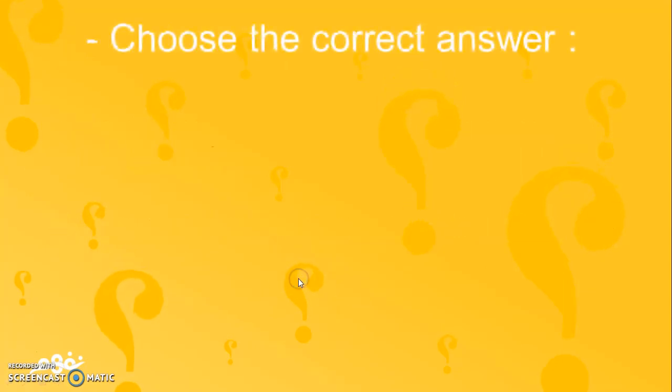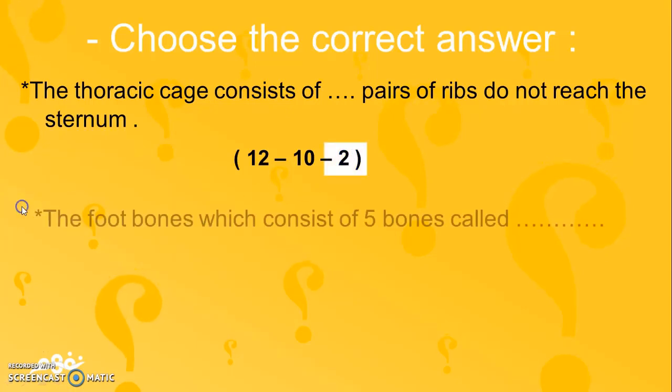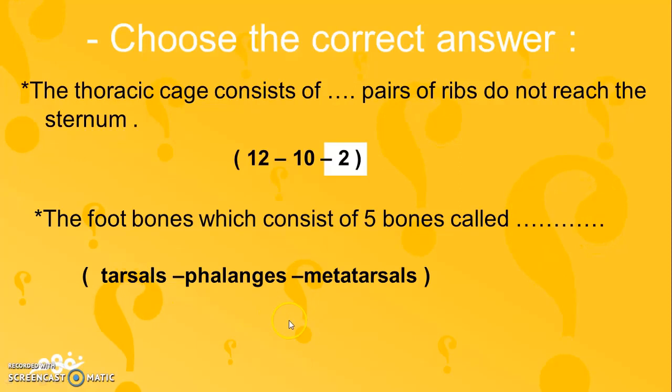Next, choose the correct answer. First: the thoracic cage consists of 12 pairs of ribs, of which a number of pairs don't reach the sternum: 12, 10, or 2. Excellent, it's 2 pairs that don't reach the sternum. The second one: the foot bones consist of 5 bones called tarsals, phalanges, or metatarsals. You should focus on that. Excellent, it's metatarsals.